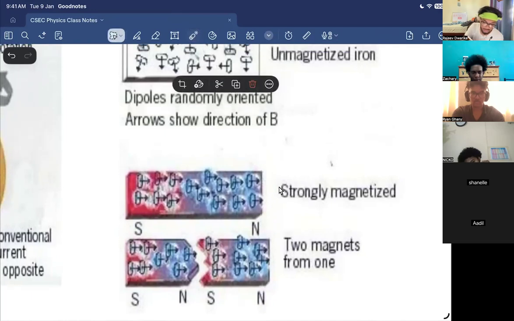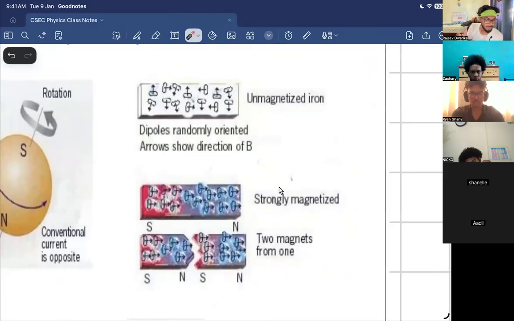But if you heat it and these things start to vibrate and move about, what happens? They're going to lose the order. And if they lose the order, they're going to be pointing in a bunch of different directions and it will just cancel off. It'll lose its magnetism.